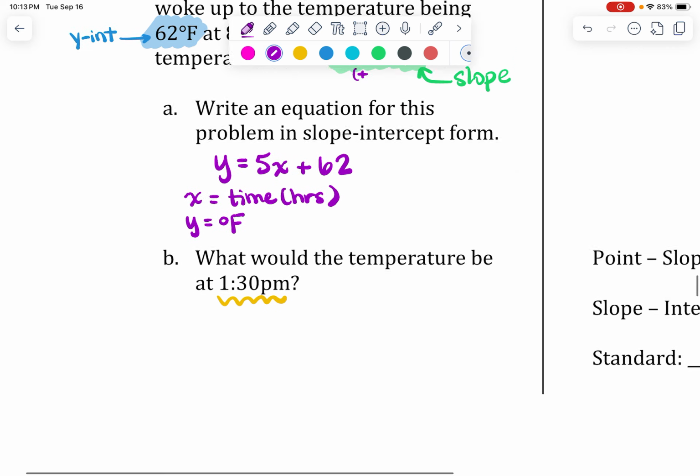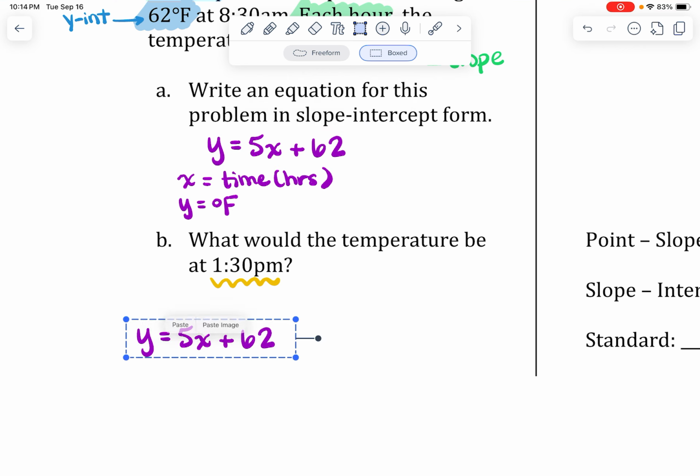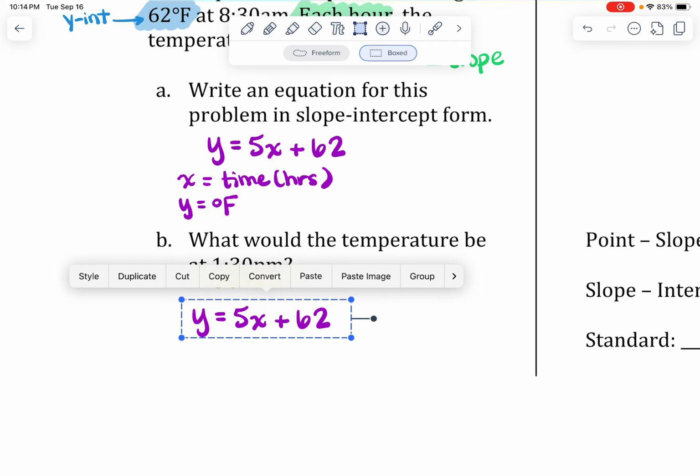Okay. All right, so now that we have our lovely equation, we can manipulate it. And, oh, that's so not what I meant to do. Sorry about that. Copy, paste. All right, I'm going to bring this down here.